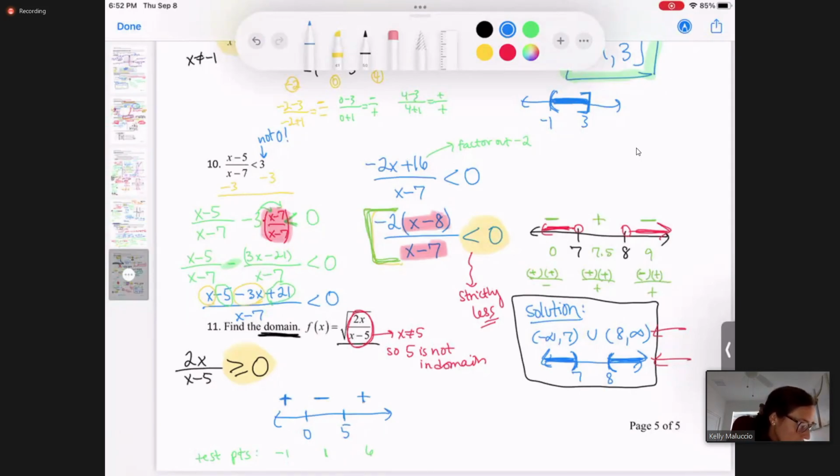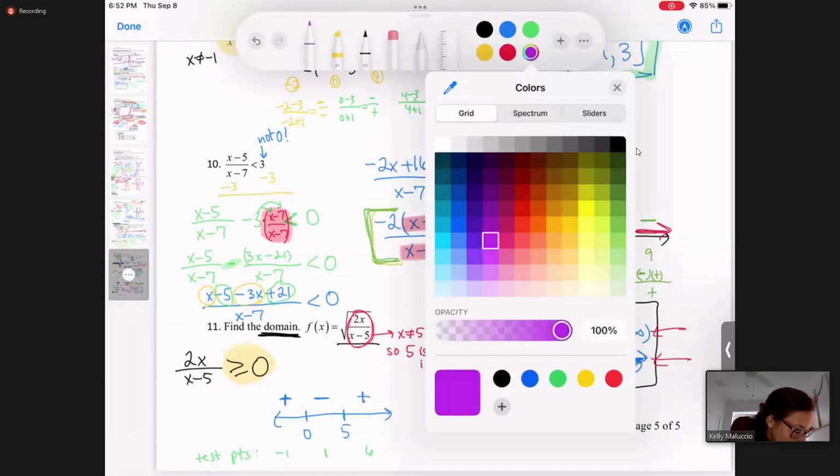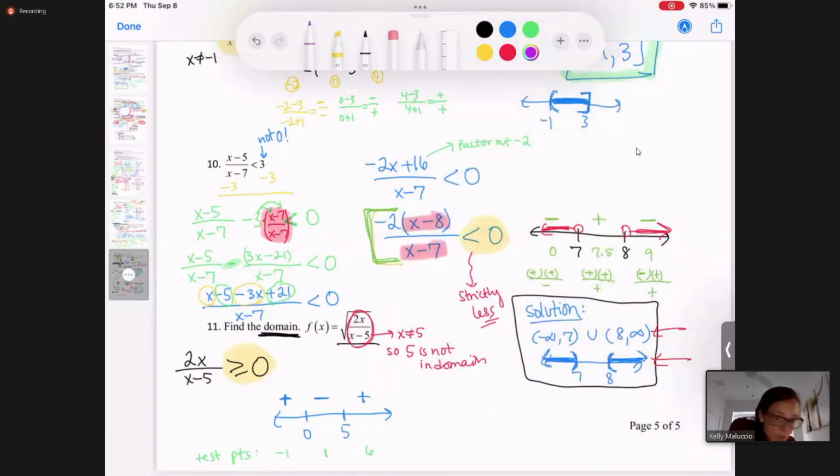So now I can write my answer as, okay, let's see, I cannot include 5, remember, so this is going to be a parenthesis. And then I want all the positive places, so I'm going to go this way. And then I can include 0 because it could equal 0. Square root of 0 is 0, that's fine. So I can put a bracket here. I'm also skipping my circles and dots, but then I want everything positive. So we just cannot include what's in the middle.